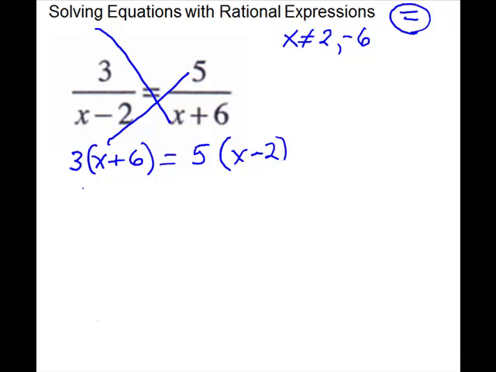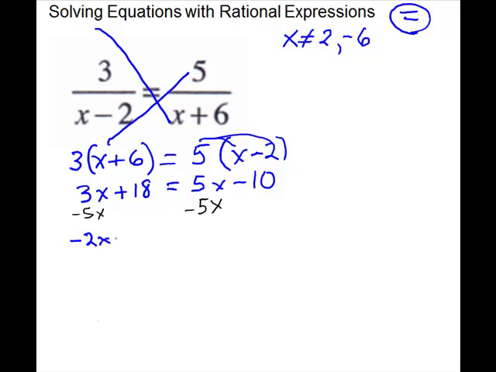So distribute your 3. So we have 3x plus 18. On the other side, distribute your 5. 5x minus 10. It's a linear equation. Get rid of your x on one side. So I'm going to subtract 5x. That will give me -2x plus 18 equals -10. And now you have a standard linear equation. Get rid of your 18, so we're going to subtract it.